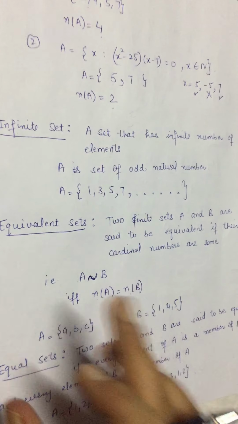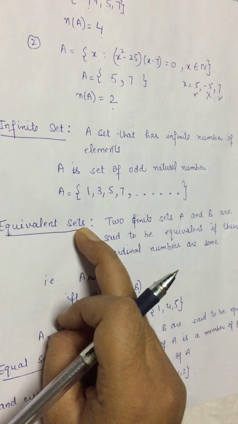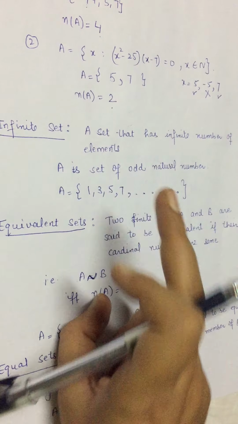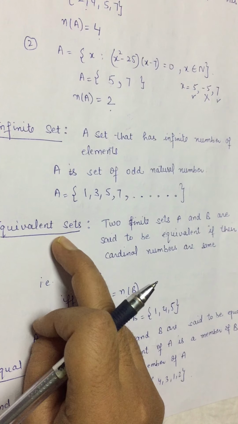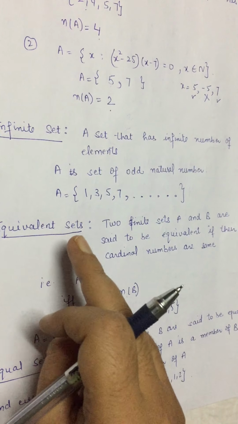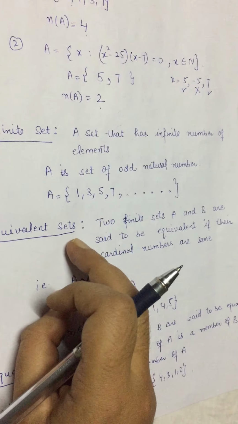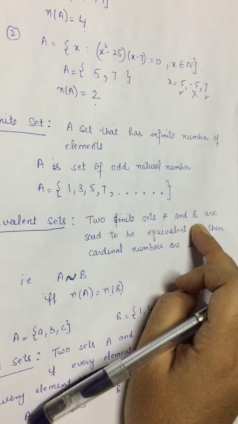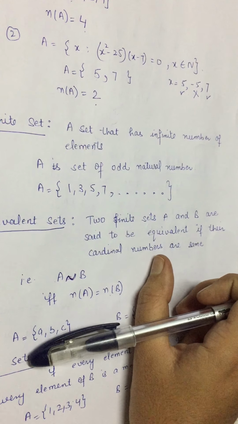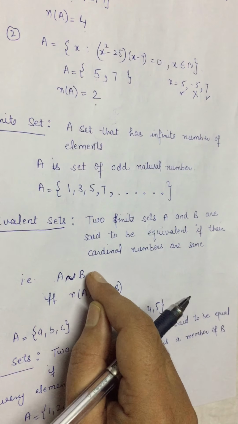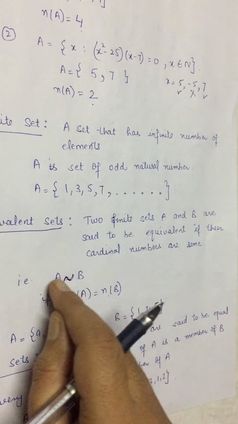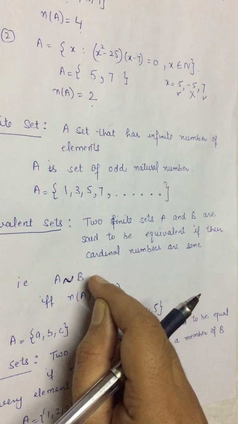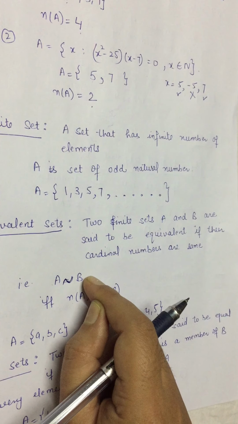The next is equivalent sets. In the previous types we dealt with one set, but in equivalent sets we need more than one set: two sets, three sets or more. Two sets A and B are equivalent if their cardinal numbers are the same. A is equivalent to B if both have the same cardinality, meaning the number of elements in A should be equal to the number of elements in B.